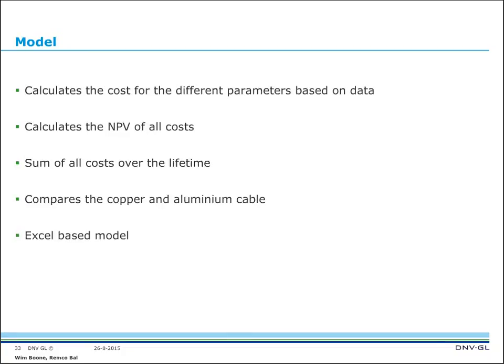So we've built a model. This calculates the cost for the different parameters. Then it calculates the net present value of these costs. It sums it up over the lifetime, and then we can compare the copper and aluminum cables. We made this model in Excel, and we can change the type of cables, and we've chosen a couple of them.